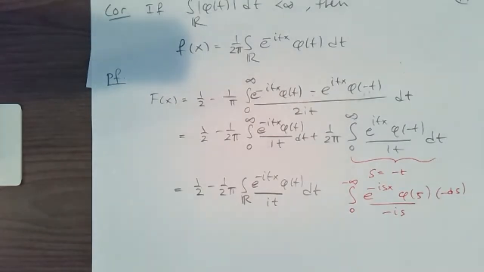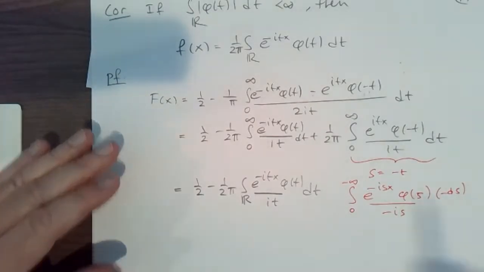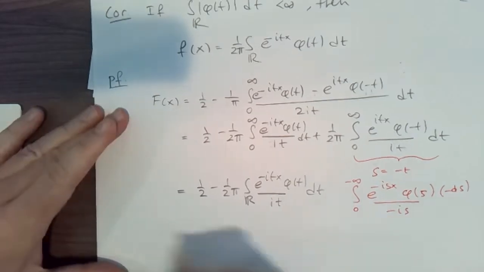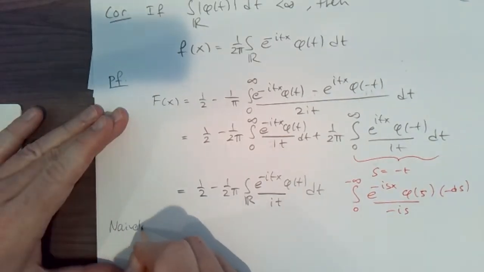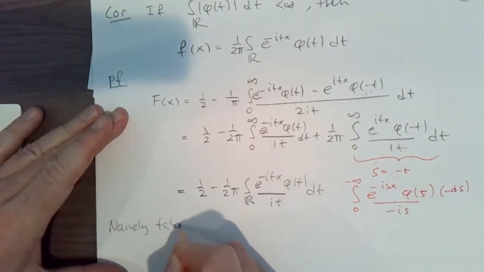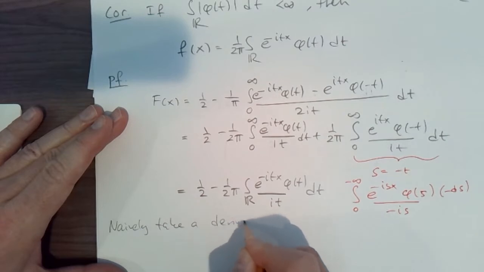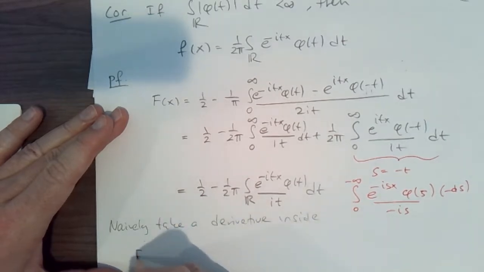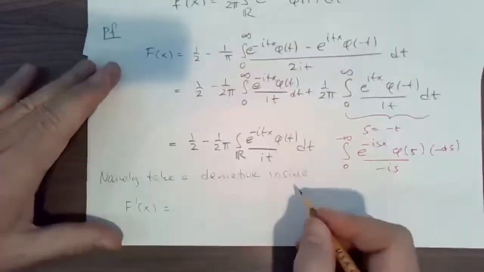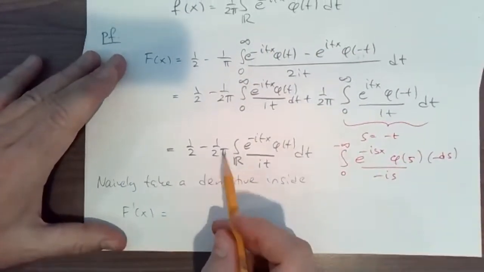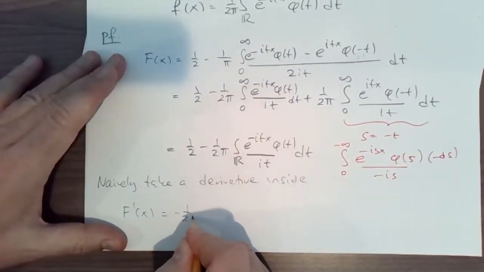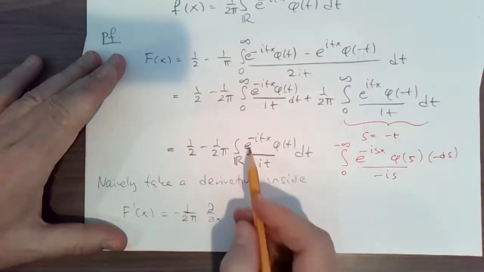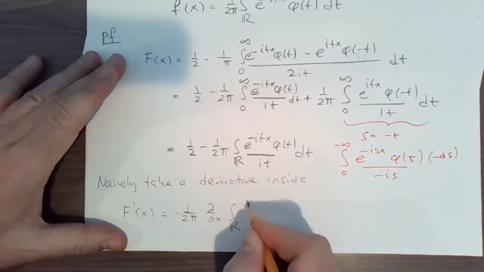So that's pretty close. And you can see if we just naively take a derivative inside, we'll get that f prime of x would be minus 1 over 2 pi. And then you have the derivative with respect to x of that integral.